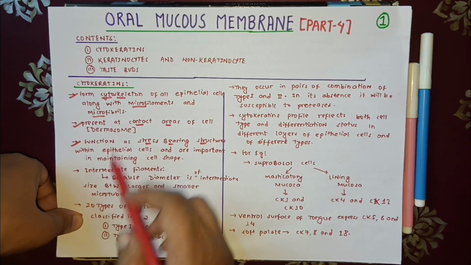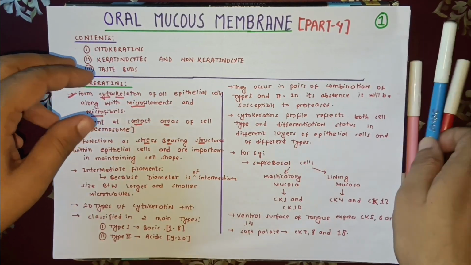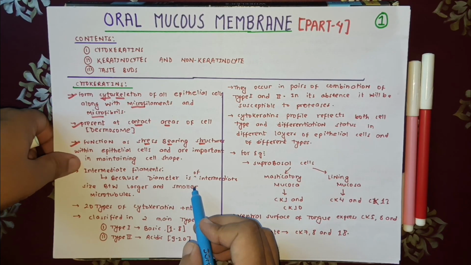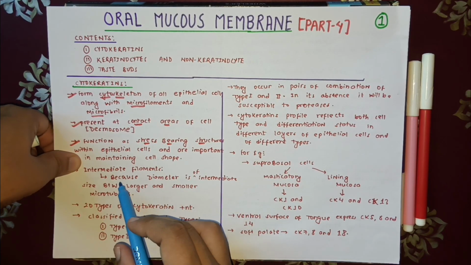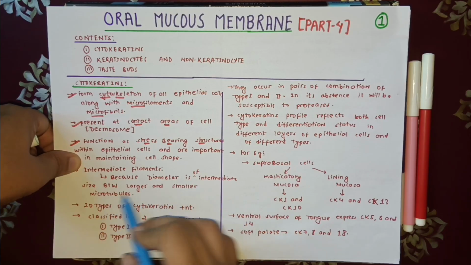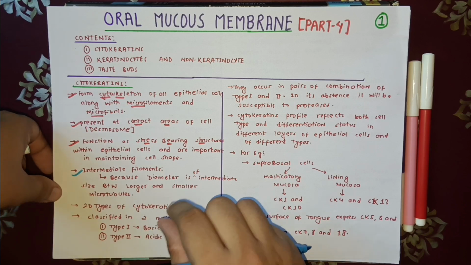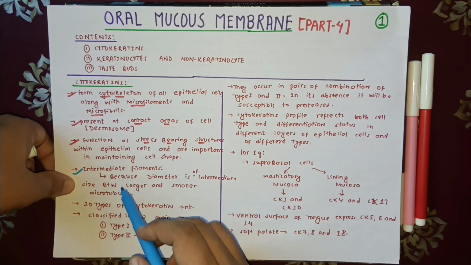After that, it is also called intermediate filament. Cytokeratins are called intermediate filaments because their diameter is of intermediate size, which is between the larger and the smaller microtubules. That is the case here, so it is also called the intermediate filament, and this can be asked in an MCQ.